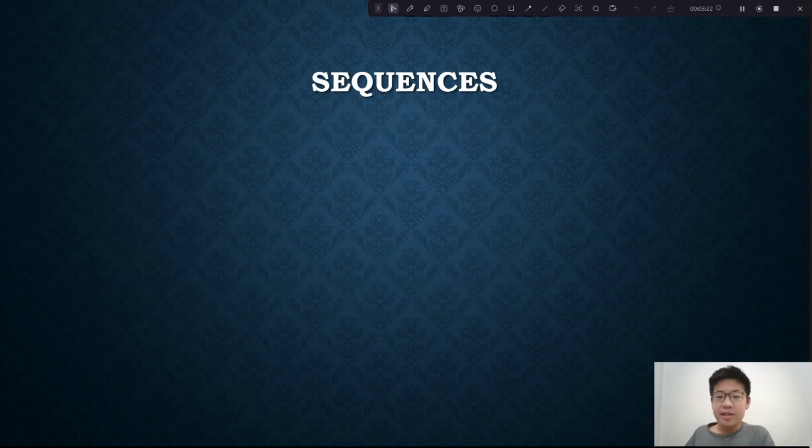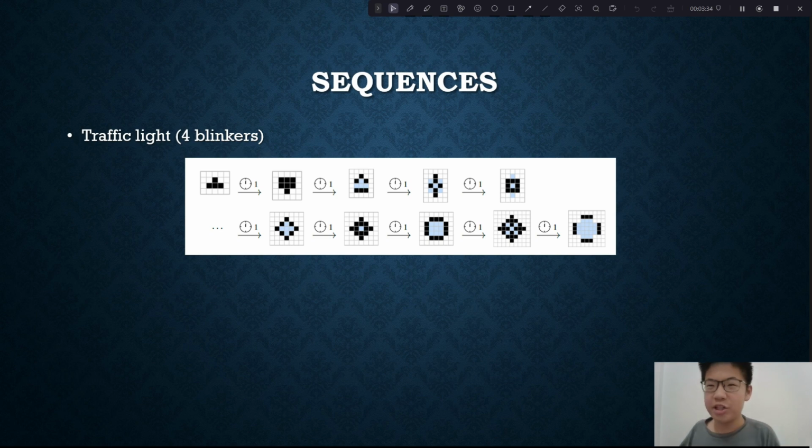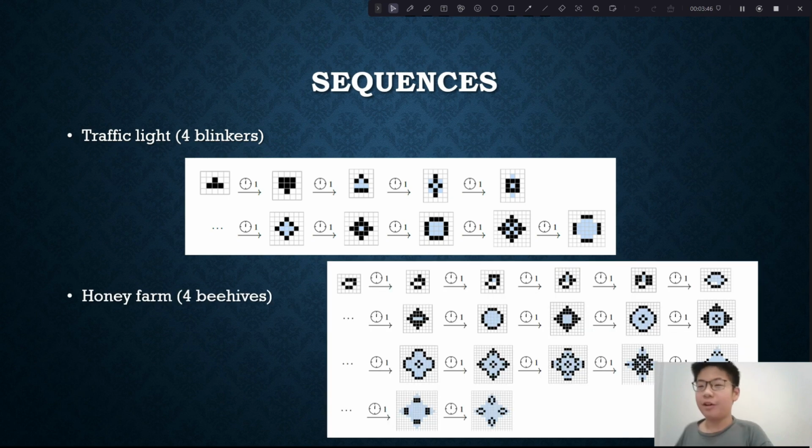Let's talk about sequences, which are small objects which converge or explode or evolve to a very common formation of objects. The most common of which is called the traffic light, and it creates 4 blinkers. The starting pattern there is called the T tetromino because if you turn it around, it looks like a T. A honey farm is made out of 4 beehives. I'm sorry you can't see it, but from generation 7 onwards, it has square symmetry. It will take 19 generations to stabilize.